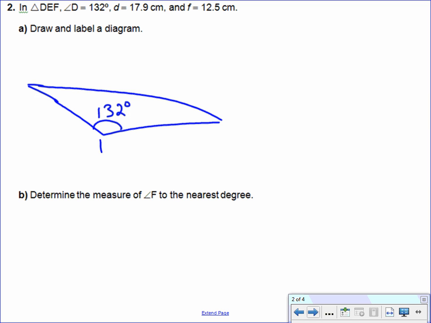So we know that this is angle D, right? So D, E, and F. We just go around in a circle. They say that we have angle D, but we also know that side length D is 7.9, so I'm going to fill in 7.9 centimeters. And I know side length F, which is across from angle F, is 12.5 centimeters. Hopefully they're asking us for angle F, which in this case they are. They want to know what theta is.